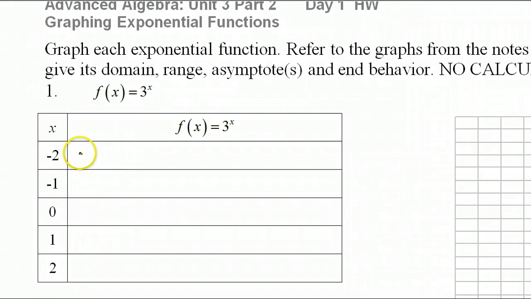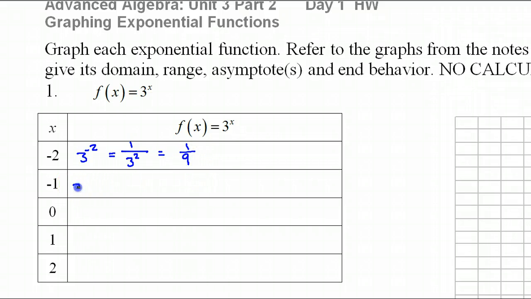So, this means we will have 3 to the negative 2 power at first. Now, a negative power means you drop that thing down. So this is like 1 over 3 squared, which means 1 over 9. So that's our first value.